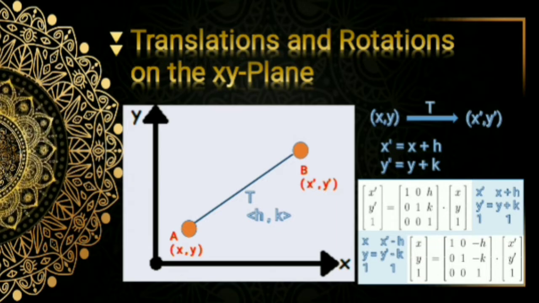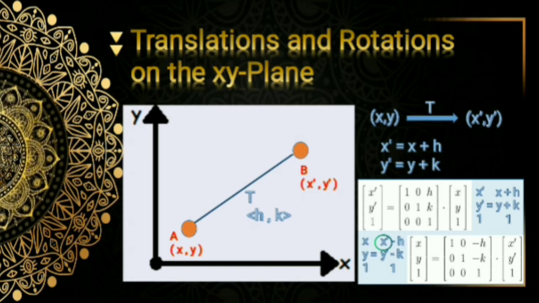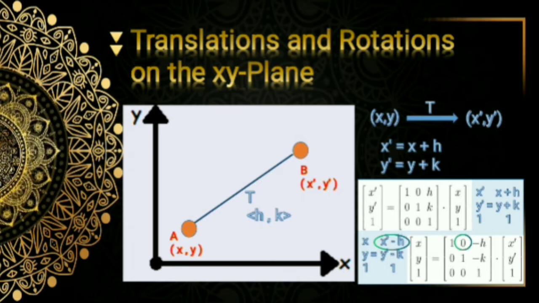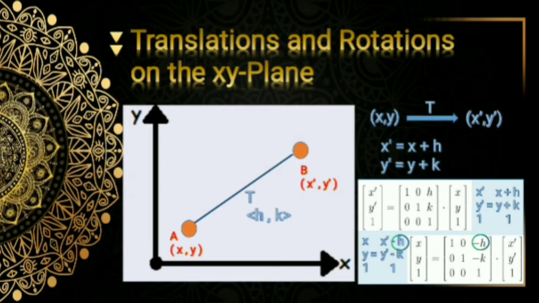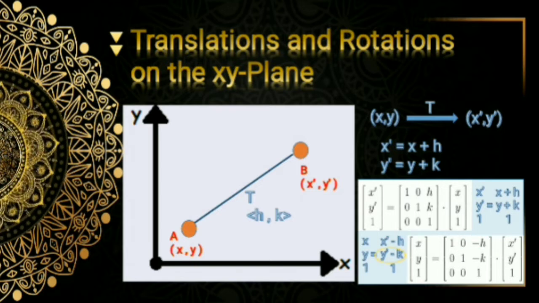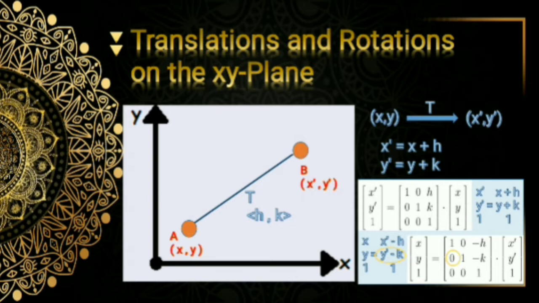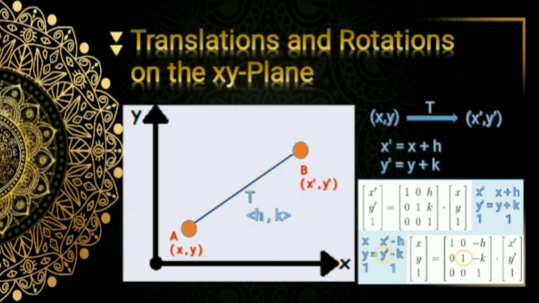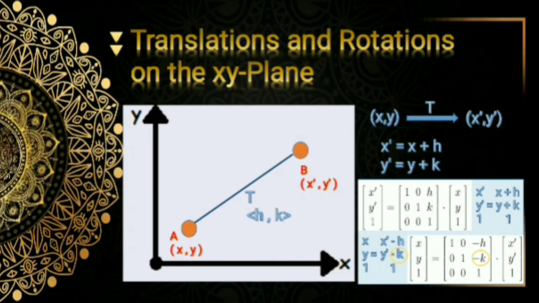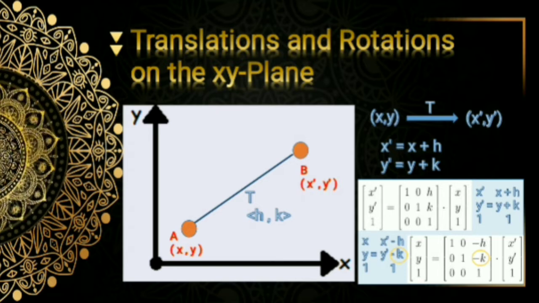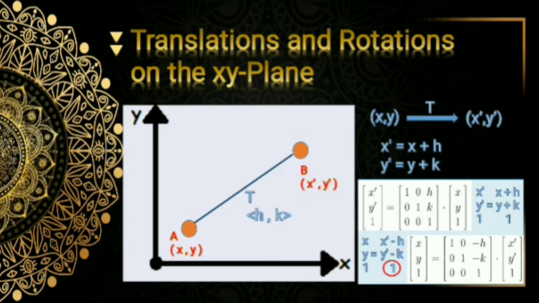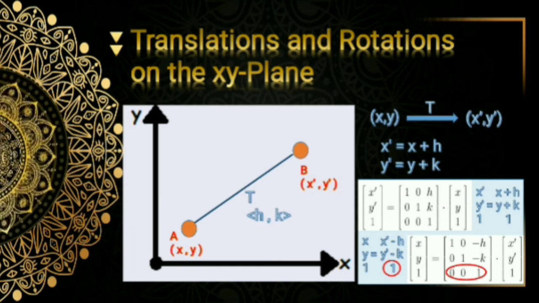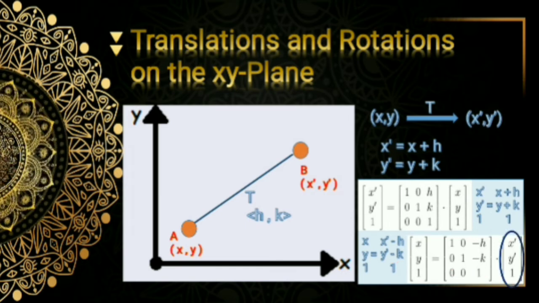So for the first component, we only have 1 x prime. So we write 1 and 0 because here in x prime minus h, we don't have a y. Then we have our negative h. Next one, we know that with y minus k, we don't have an x. So we write 0. Then we have 1y, so we write 1 and negative k. For the third component, since we only have 1 element, we write 0, 0, and 1. Then we multiply that with the components x prime, y prime, and 1.